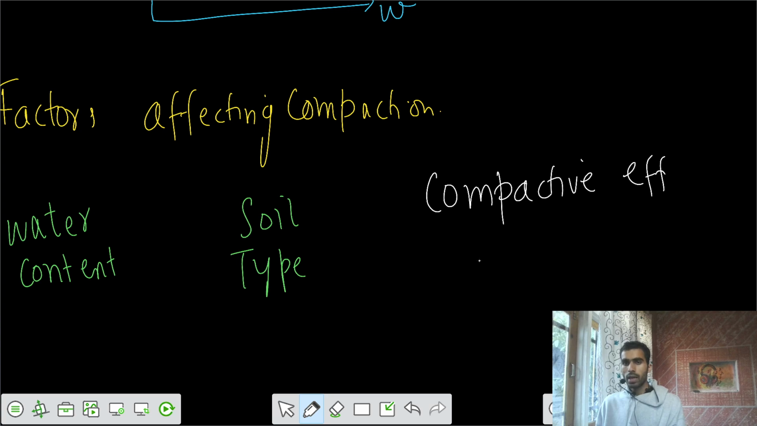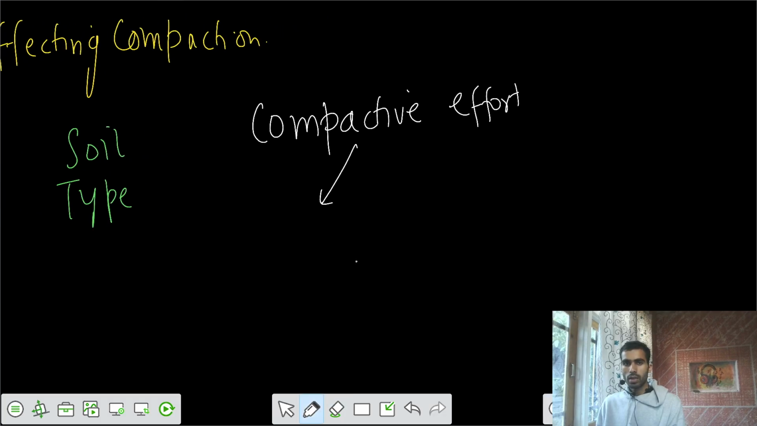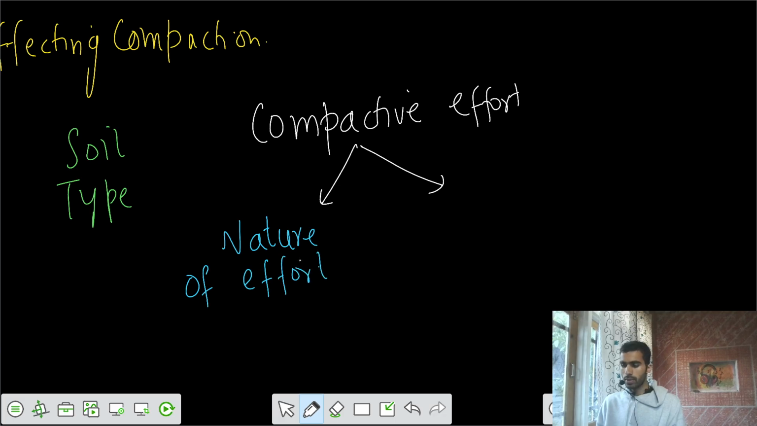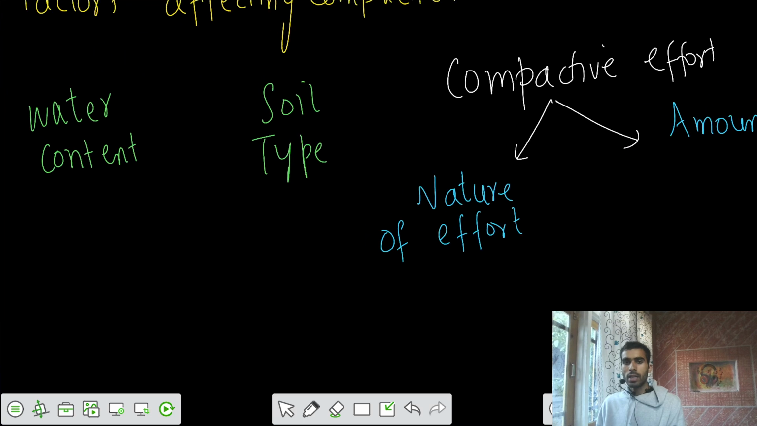Compactive effort. Here we have two different possibilities. One is the way you are applying the compaction, that is the nature of the effort. The second one is the amount of effort. We already have talked about the amount of effort: one was light compaction, one was heavy compaction, standard and modified. That is the amount of effort. And the second one is the nature of the effort.